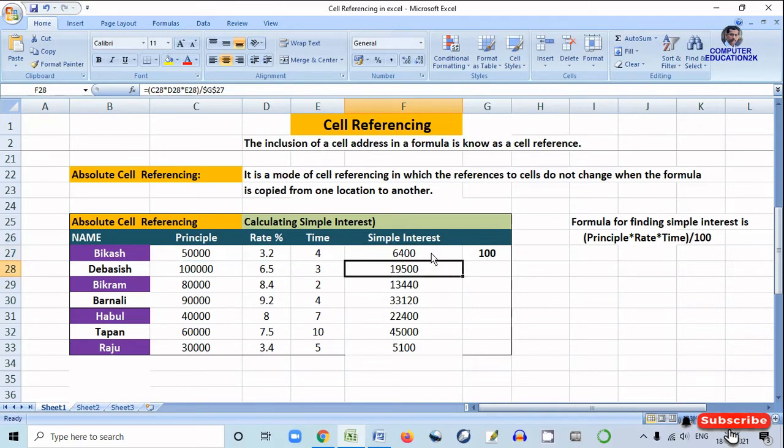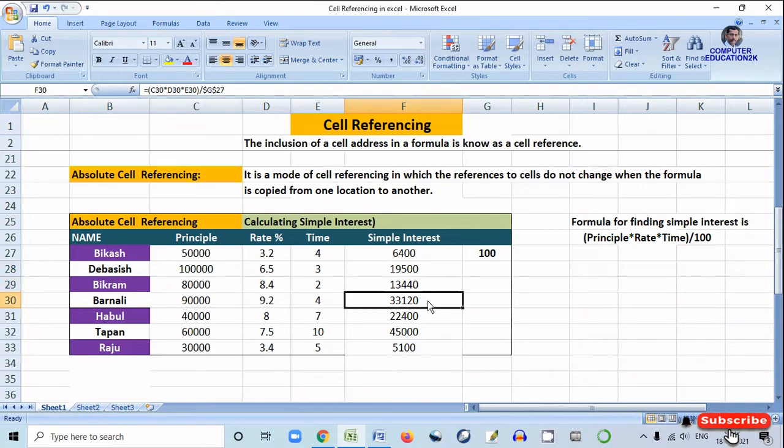You can see the formula over here. It is C27, D27, E27 and then $G$27. Next cell, it is C28, D28, E28, $G$27. You have seen this cell reference has not changed. Next cell, you can see C29, D29, E29. These are changing, but this $G$27 is not changing.